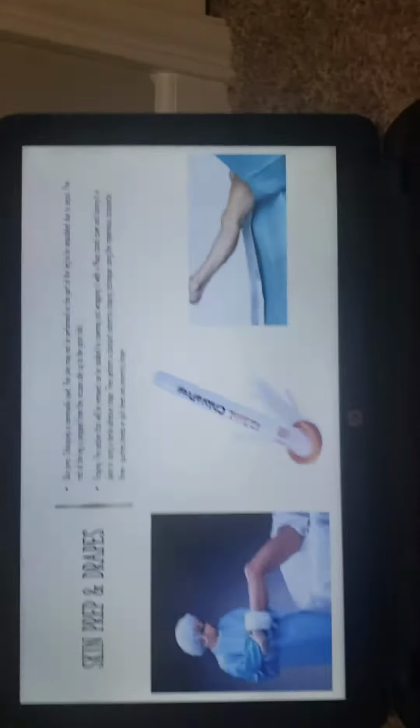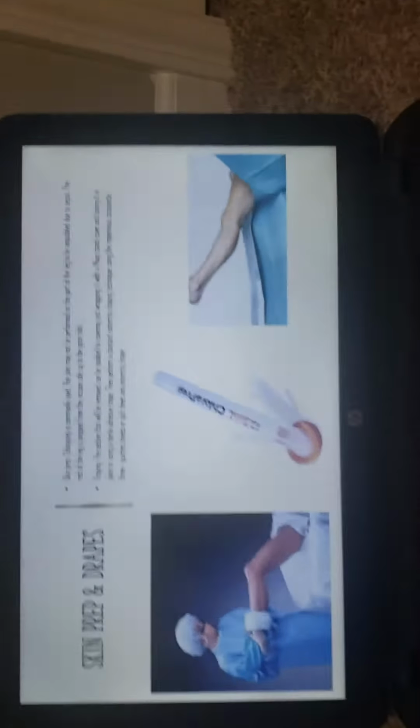Okay, so incisions. The first picture is showing the shape of a fish mouth incision, which is what I said I was going to talk about later. So this is the incision that they will actually make. It looks like a fish mouth.